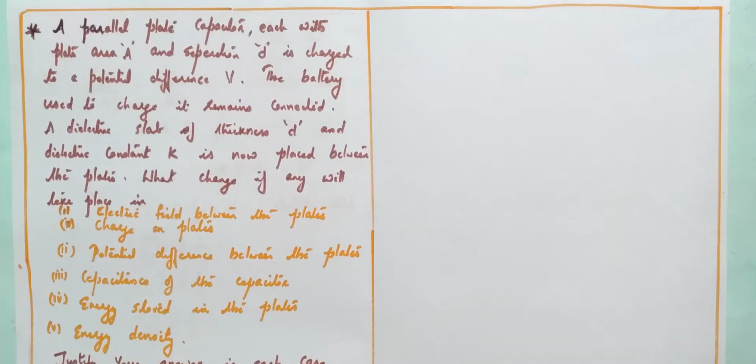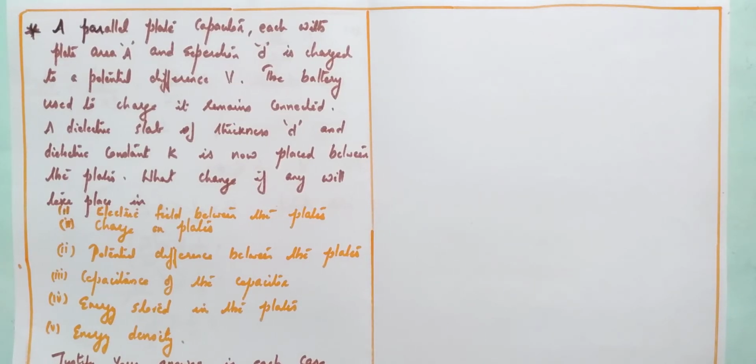Dear children, we can do some numericals relating to capacitors. A parallel plate capacitor, each plate with area A and separation D, is charged to a potential difference V. The battery used to charge it remains connected. A dielectric slab of thickness D and dielectric constant K is now placed between the plates.